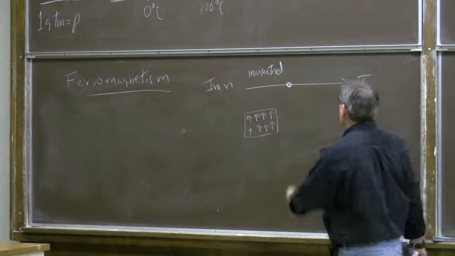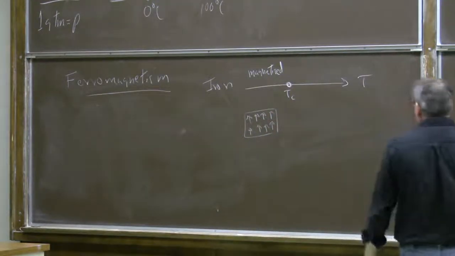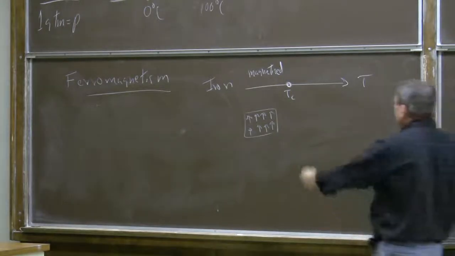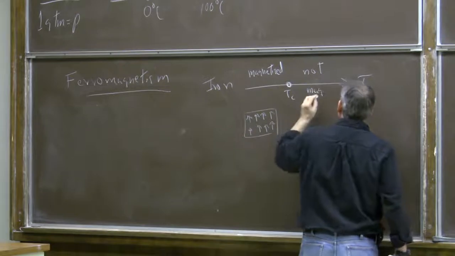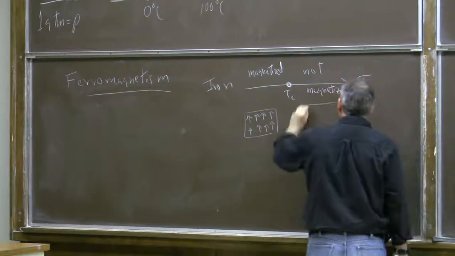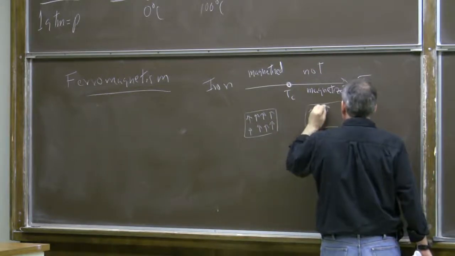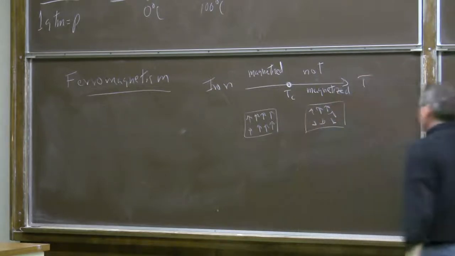But there's some critical value of the temperature such that above the temperature the iron is, well, I'll just say, not magnetized. It has no spontaneous magnetic moment. Rather, because of thermal fluctuations, the spins are pointing in different directions. And there's no bulk magnetic moment.